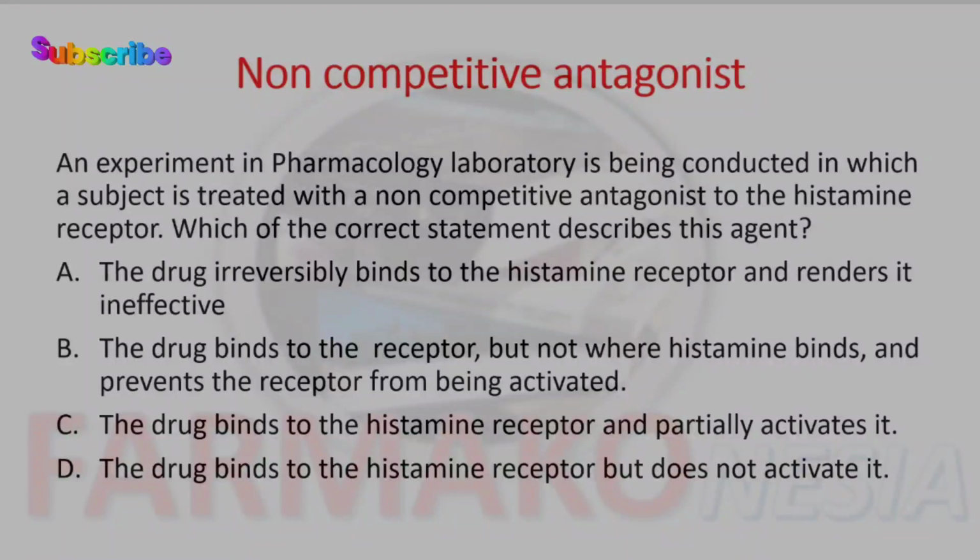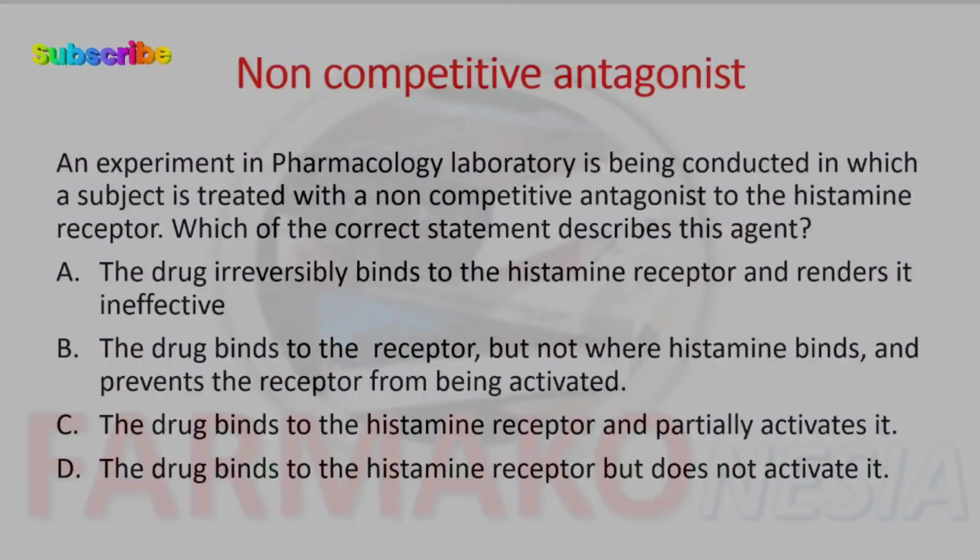An experiment in pharmacology laboratory is being conducted in which a subject is treated with a non-competitive antagonist to the histamine receptor. Which of the correct statement describes this agent? A. The drug irreversibly binds to the histamine receptor and renders it ineffective.